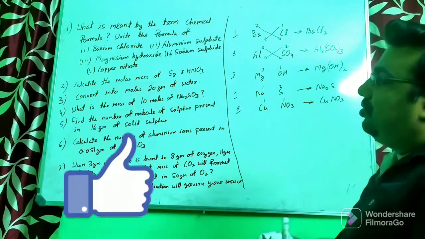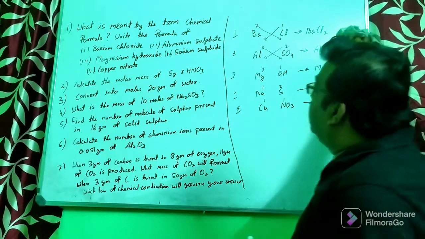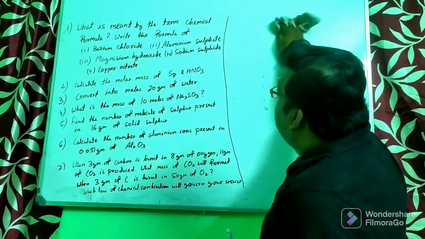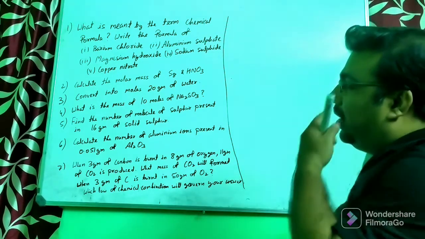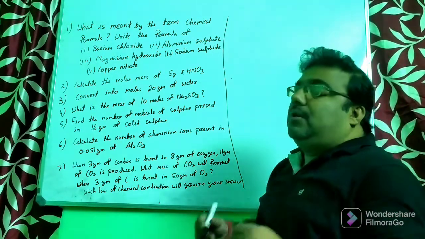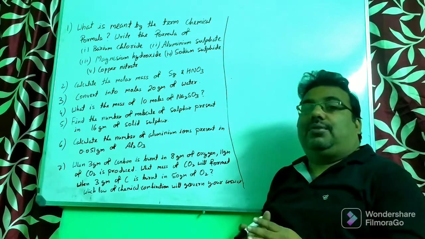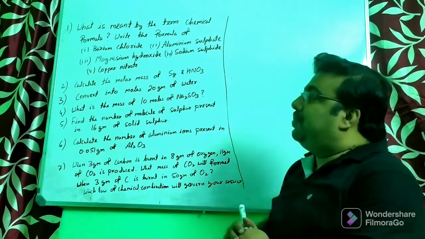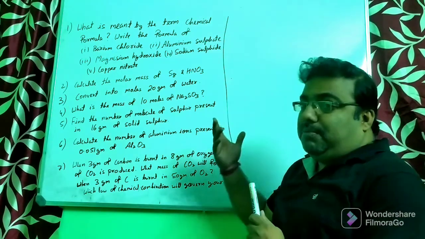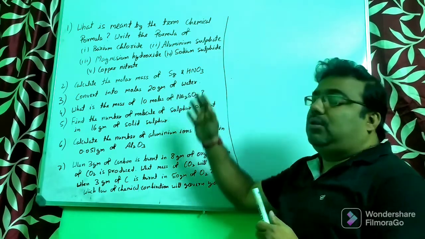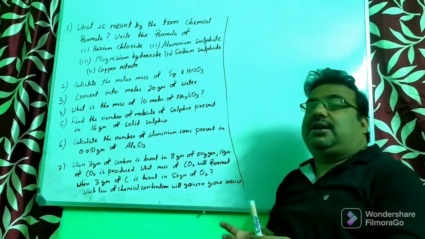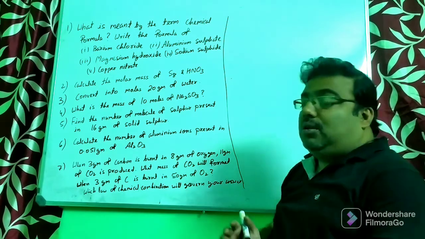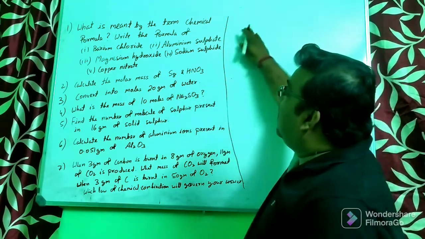Now we will come to the next question. Calculate the molar mass of S8 and HNO3. We have to find the molar mass, that means the mass of a mole. As you know, when you write the atomic mass in gram, it is the mass of 1 mole. Here it is a molecule, so if you write the molecular mass in gram, that is said to be the mass of 1 mole. So we simply have to find the molecular mass.